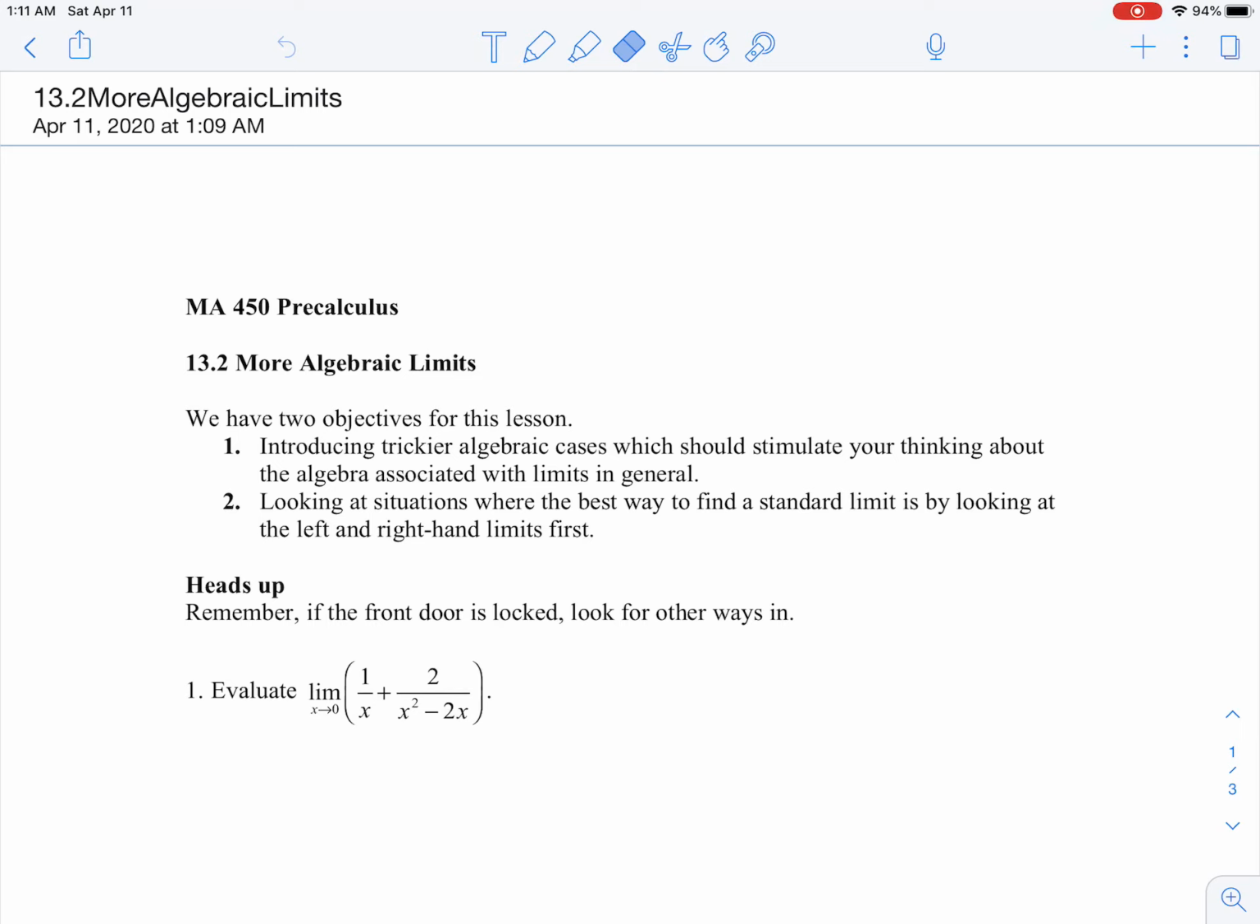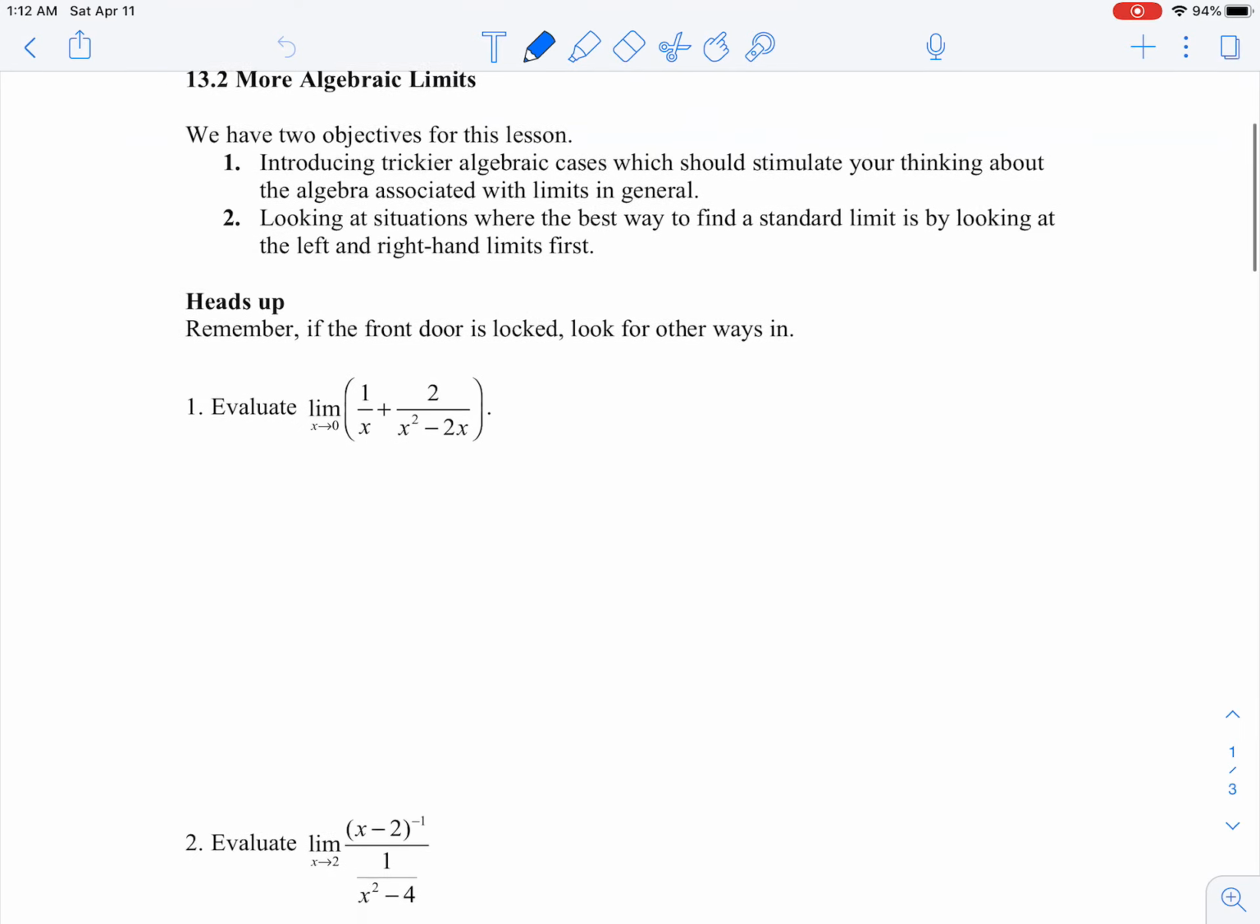We have two objectives for this lesson. The first is introducing trickier algebraic cases which should stimulate your thinking about the algebra associated with limits in general. The second is looking at situations where the best way to find a standard limit is by looking at the left and right-hand limits first. So heads up. Remember, if the front door is locked, look for other ways in.